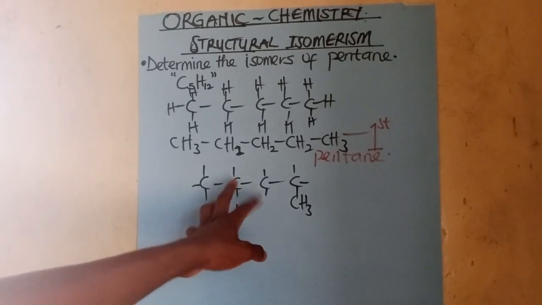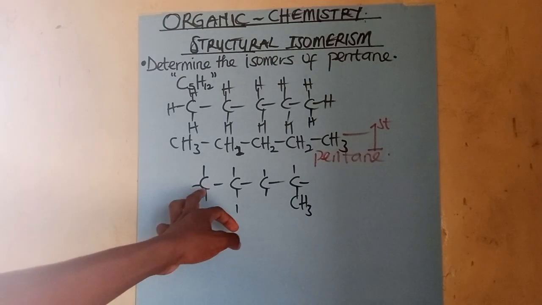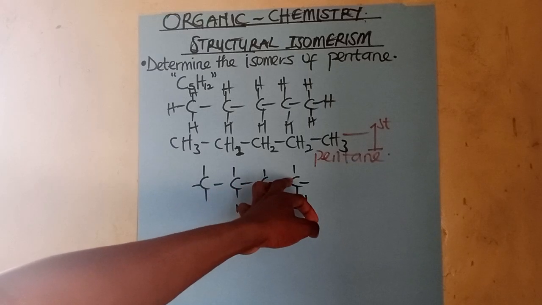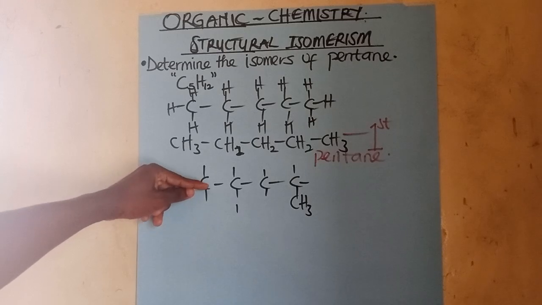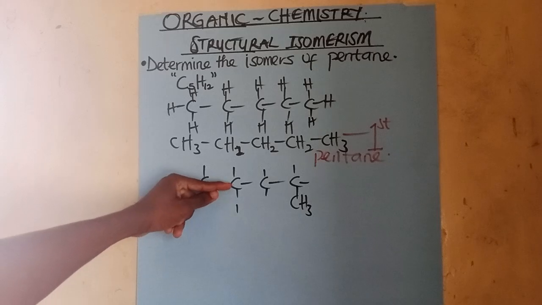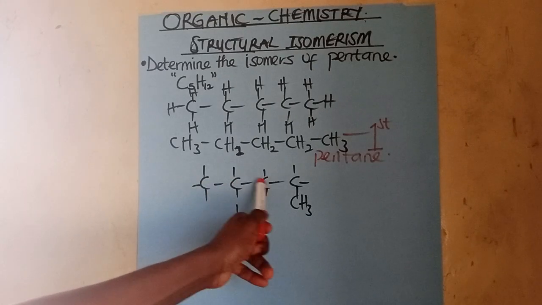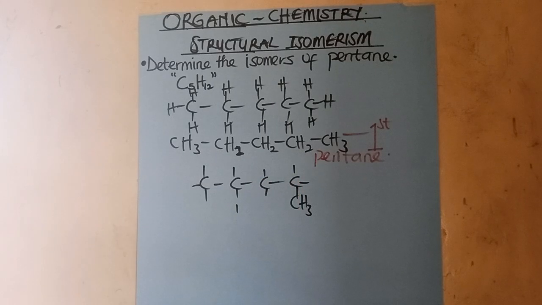Now, this second one, let's name it. If you have to name it, don't forget the rule of naming organic compounds, that is nomenclature, is by observing your longest carbon chain, which is known as the parent chain. Now, what is the longest chain here? Let's look at the trend. 1, 2, 3, 4, 5. So that is the chain.